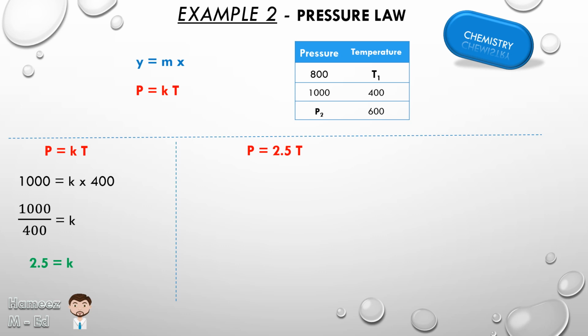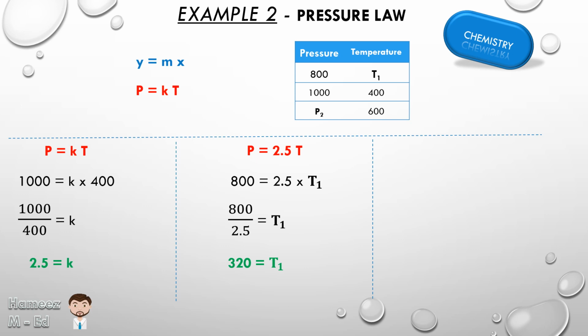And if we are going to solve for T1, we can now substitute P as being 800 equals 2.5 times T1. So T1 is equal to 800 divided by 2.5. So that works out to be 320. The same answer we got using the graphical method before.